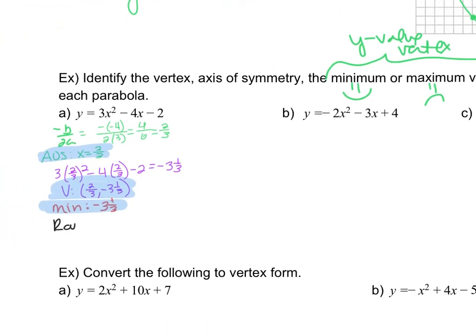And then we need to find the range. So for the range, you deal with the y coordinate again, the minimum. So if it's a minimum, it's going to go from negative 3 1/3 up to infinity, because that's the minimum value. It goes from there and then everything above it. And I think we got all the pieces, so we are finished.